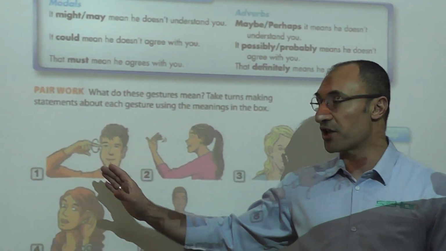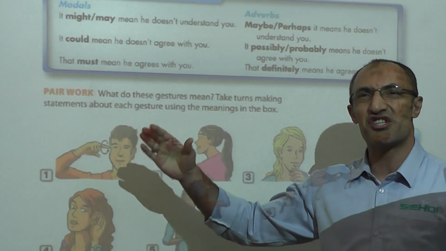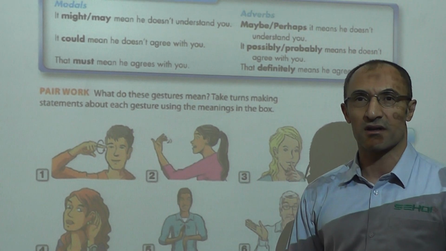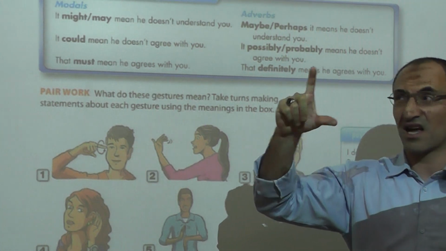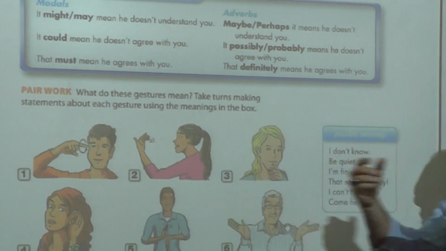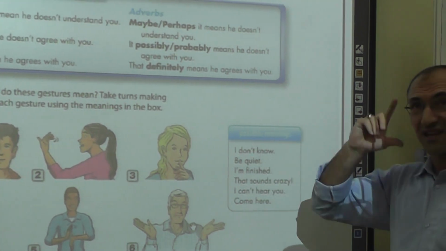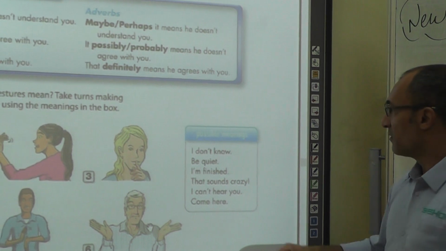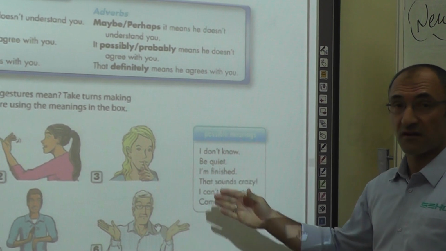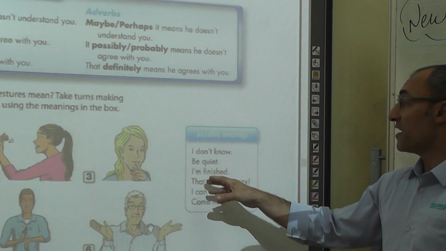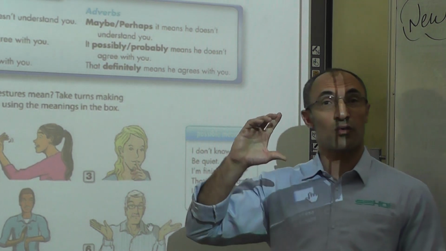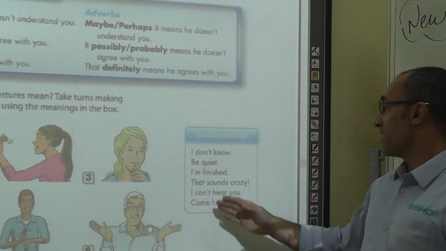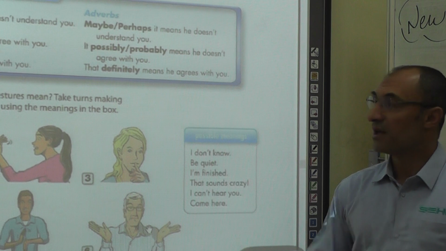Looking at the first picture, look at the boy. What gesture could we express about that young boy? So, he's using his hand like this. So what does it mean? Could I use, I don't know? Does my gesture mean, I don't know? I don't think so. What about be quiet? Of course not. So we could say, yes, that sounds crazy. So when I have a gesture like this, it means that sounds crazy.